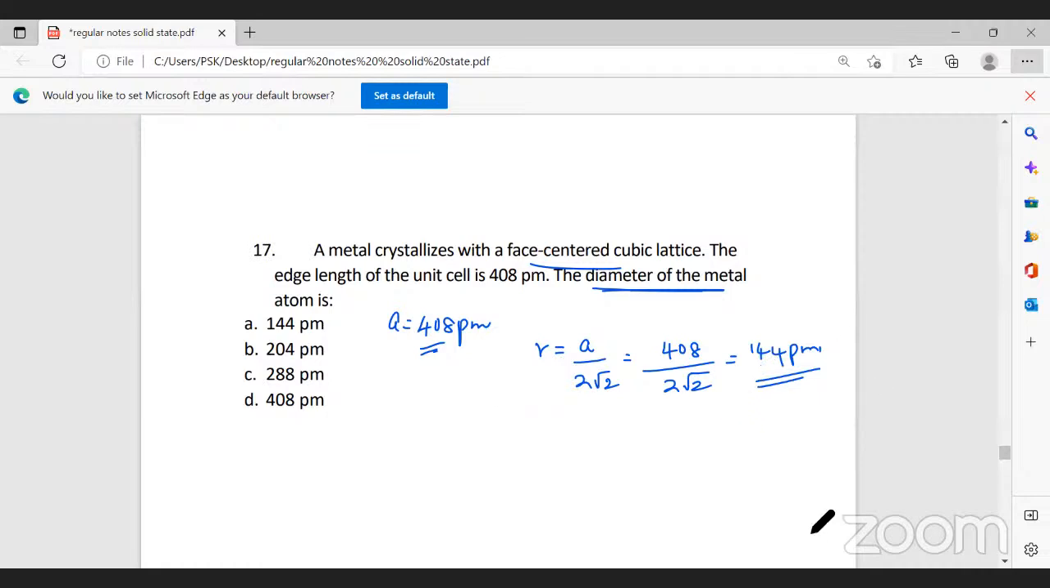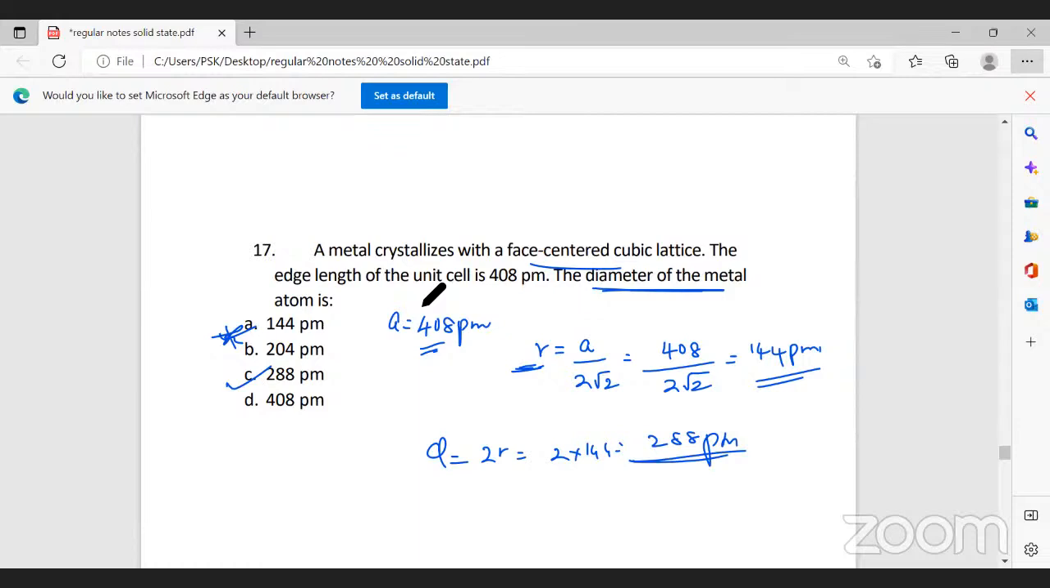The answer for this is 144 picometers. Is it right? Can I mark this as the answer? No, sir. Yeah, very good. Why can't I mark this? Because this is the radius. They're asking you for the diameter, 2R. So the diameter will be twice R, 2 into 144, that is 288 picometers. The answer for this question is option C. No problem with this so far?